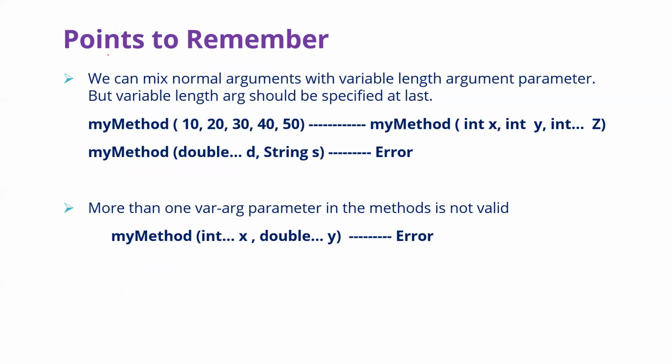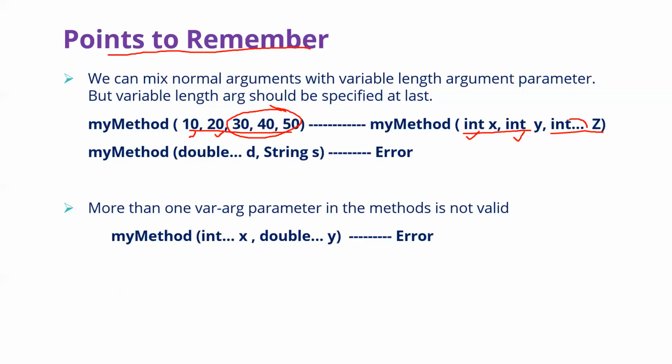Now, some points you need to remember while specifying variable length argument parameters. The first point is, observe, you can use normal parameters with variable length argument parameters. Observe, I am passing 5 parameters. I am using some normal parameters and one vararg parameter. The 10 value will be stored into the x variable, the 20 value will be stored into the y variable, whereas from 30 onwards, all the remaining values will be stored into this z array. It will become an array.